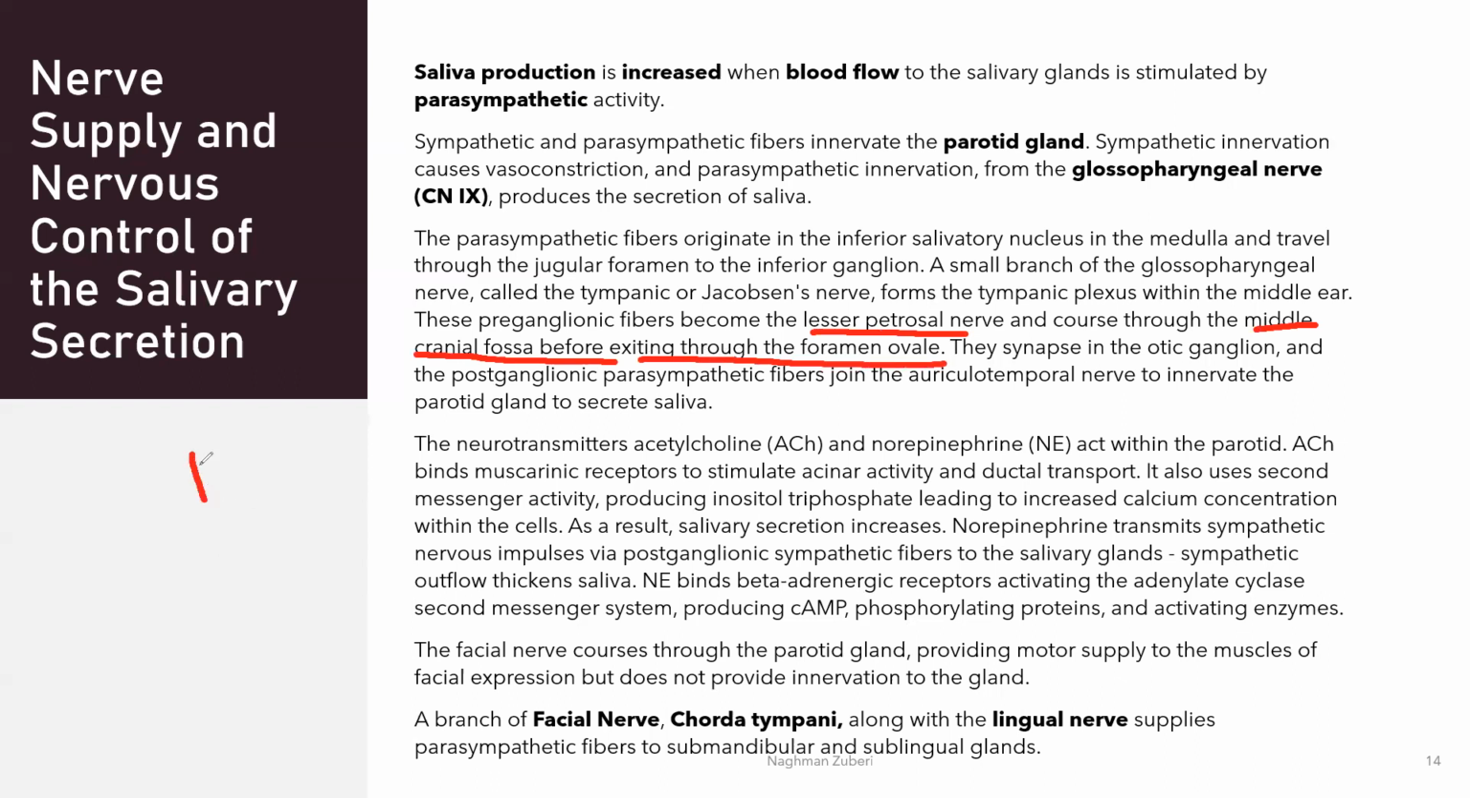So foramen ovale: two important anatomical structures are coming out of it. One is the mandibular branch of the trigeminal, and the second one is the lesser petrosal. A question came on that as well. Remember this thing. These are the two important structures. So the lesser petrosal nerve courses through the middle cranial fossa before exiting through the foramen ovale.